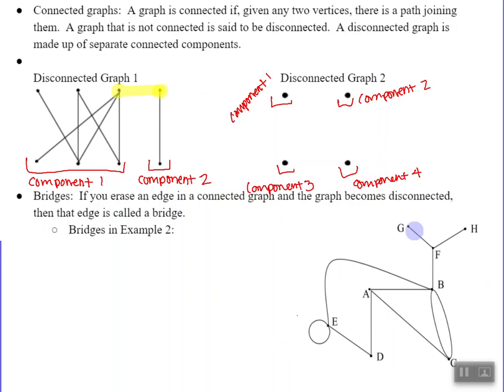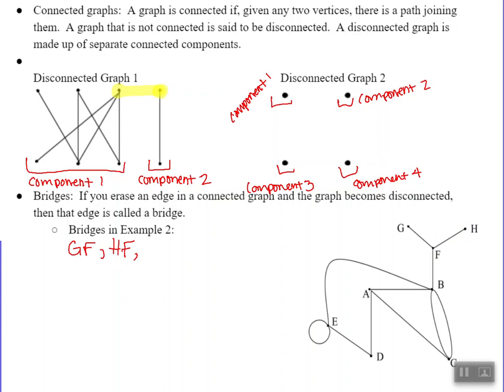Well, if I erased the edge GF, then the point G is isolated, so my graph is no longer connected. So that means that GF is a bridge. Similarly, if I erase HF, the point H becomes isolated, so that is a bridge.